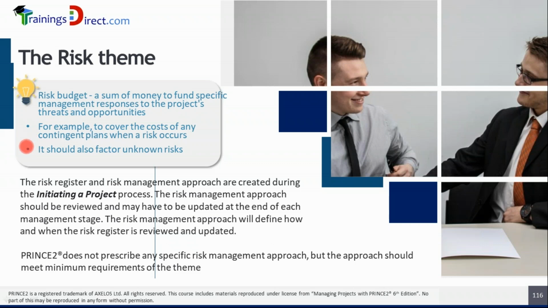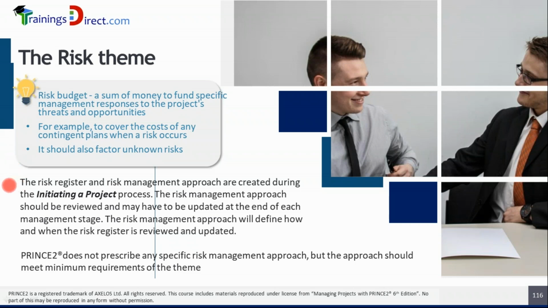It should also factor unknown risks. Therefore, the risk budget should also account for risks which have not been identified and logged in the risk register. For example, a sudden disaster or some kind of flooding or a new disease which is impacting people and those things. That should require some additional budgets as well.